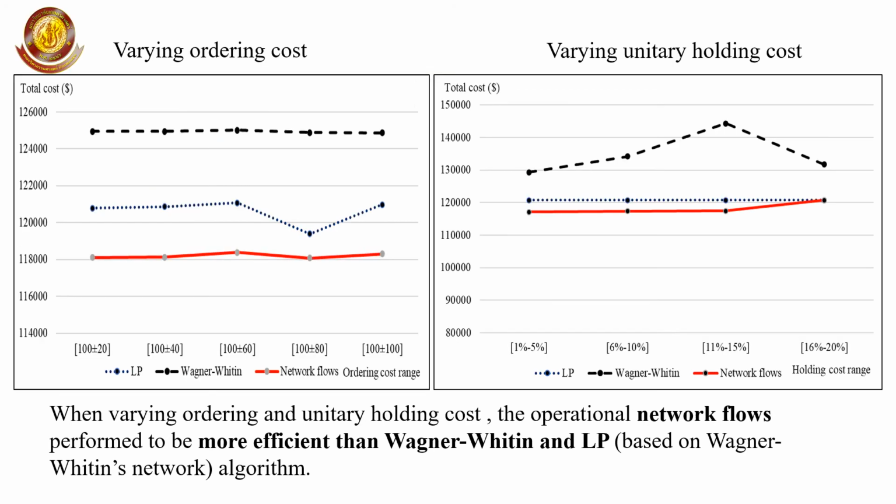This slide also shows the performance of algorithms when varying ordering costs and unit holding costs. Network flow algorithms still perform more efficiently than the Wagner-Whitin and LP algorithms.